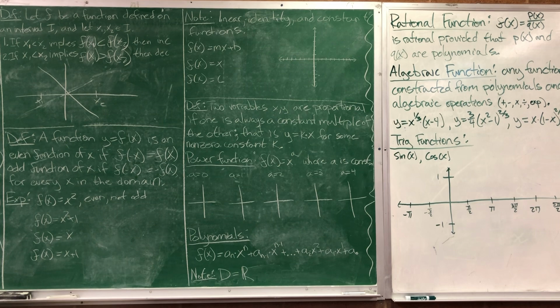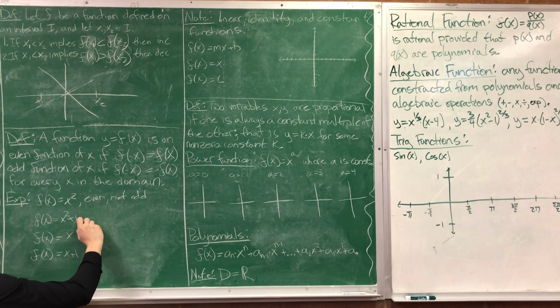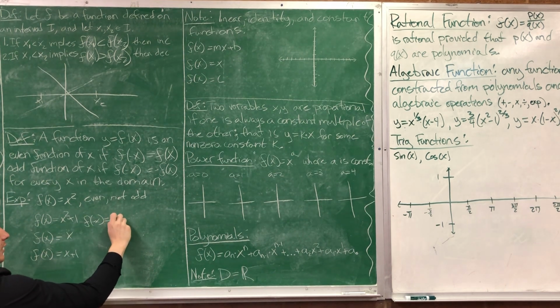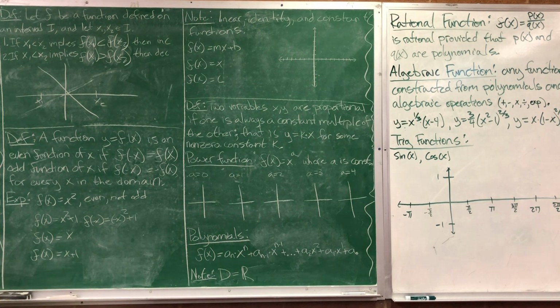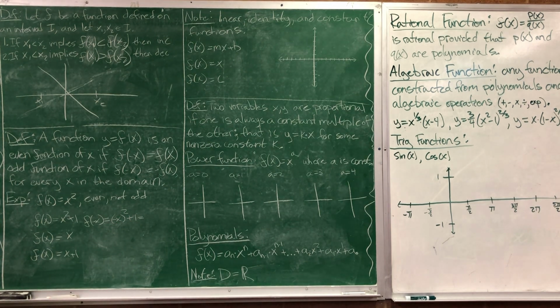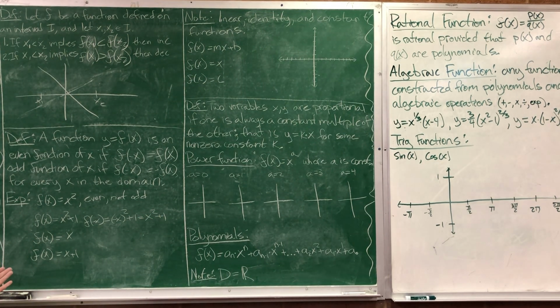Okay, let's test this one. Does adding 1 to it change anything? Let's see. Now what is f of negative x equal to? That's still just negative x squared plus 1. We're just plugging in negative x everywhere we see an x. What's negative x squared? Just x squared. Same thing as x squared, and we still have plus 1. So it's still even. You follow that?